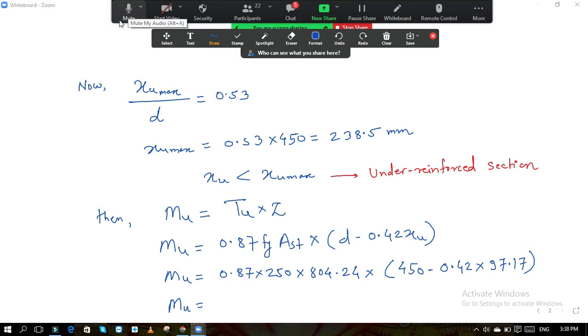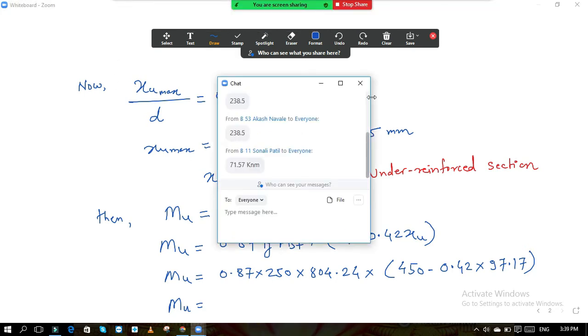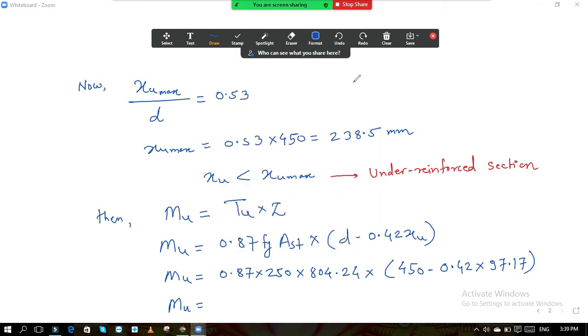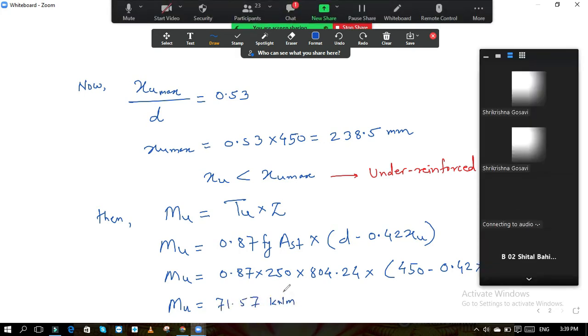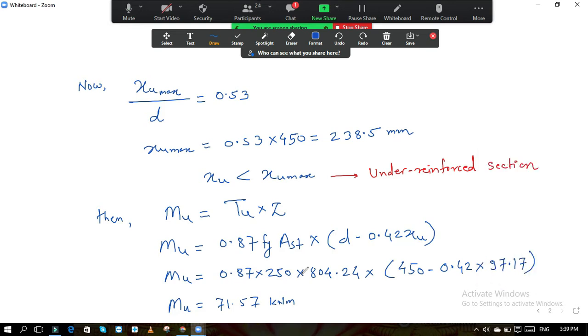Now let me know the value of Mu. What is the answer? 71.57. So 71.57, this is the value of Mu, 71.57 kilonewton meter. So this is the moment of resistance that we have found out. So this is one type of problem.